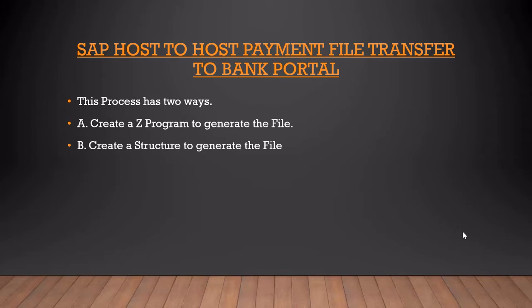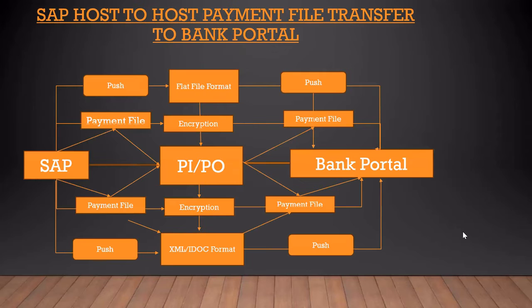This process has two ways. A, create a Z program to generate the file. B, create a structure to generate the file. This is just an overview which I'm showing in this PowerPoint slide so that we can understand. We'll come back to this slide again, but just for reference: SAP to PI/PO to the bank portal. This payment file, we push the file, whether it may be a flat file format or XML or IDoc, encryption happens. Okay, then it goes to the bank portal. Let's move.